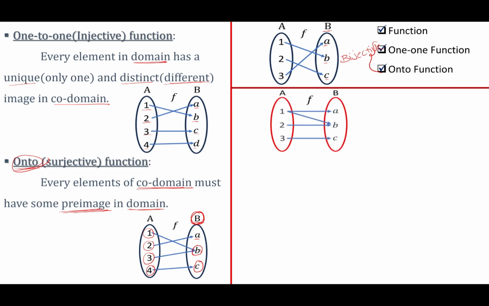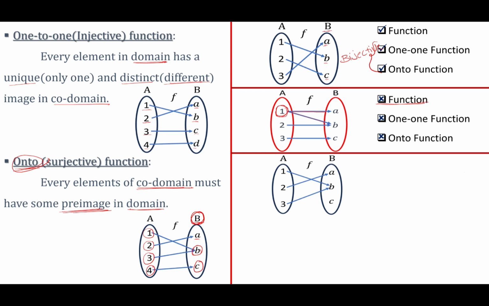Is this a function or not? Check. An element of set A, the domain, has two images, so it is not a function. If it is not a function, I don't need to check 1-1 and onto. It is neither a 1-1 function nor onto. Another example.